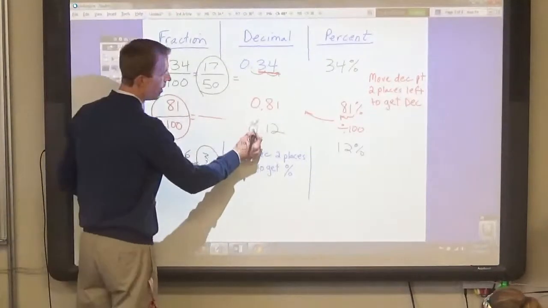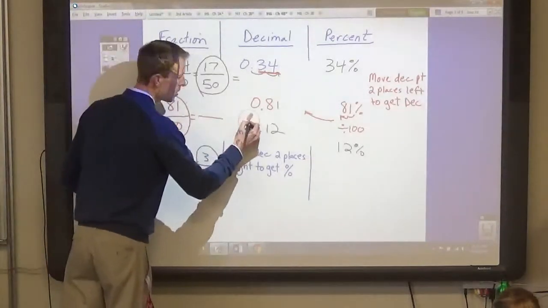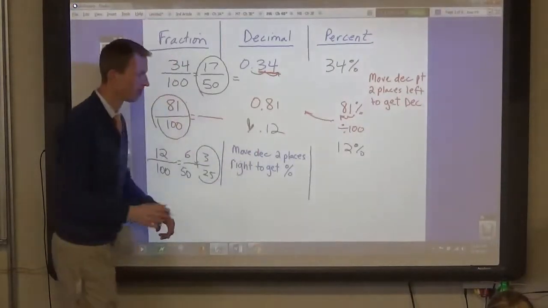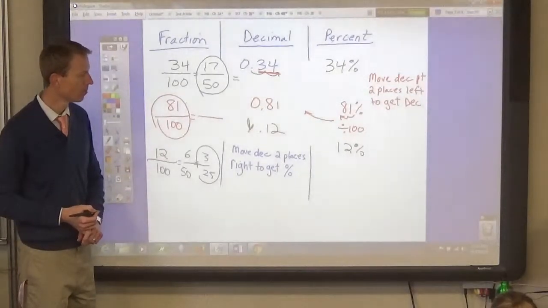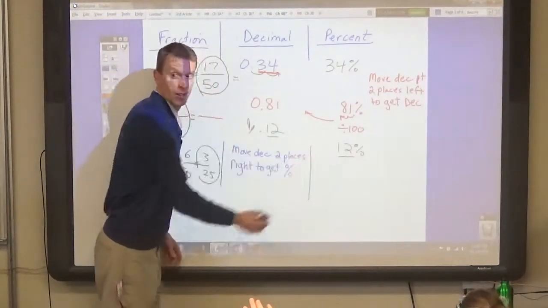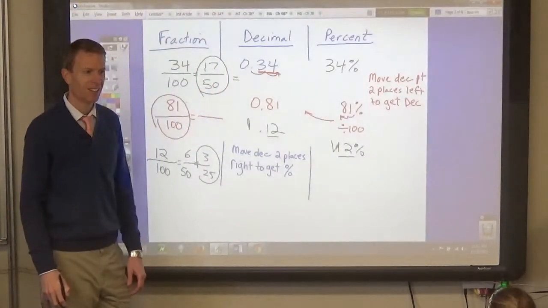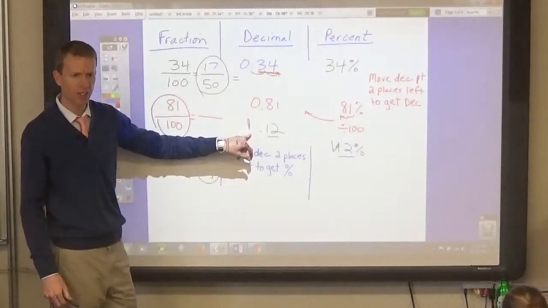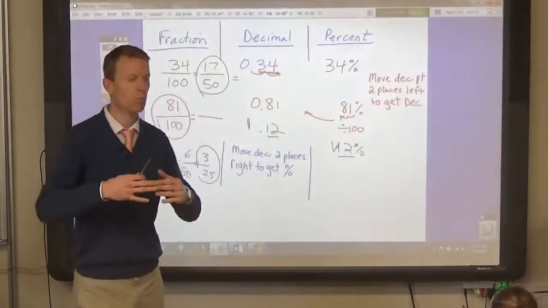What if there's a number in front of the decimal point? What if this was a 1? What would the percent be? Jen? Instead of 12%, it would be 112%. It's over 100%. Can you have something over 100%? Yes. Of course. That just means that it is more than double.